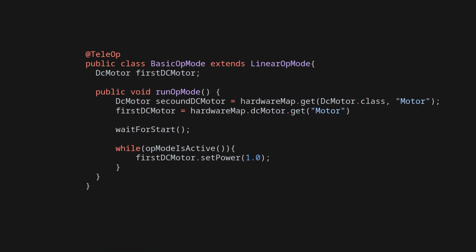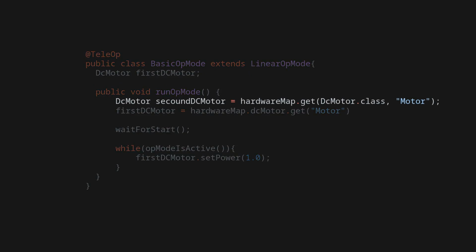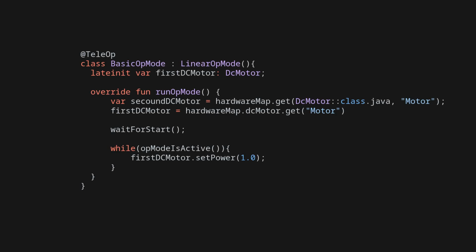For example, this is a basic copy mode made in Java. We have two motors, one of them being made inside the function. As simple as that. Switching over to Kotlin, there are not too many differences.